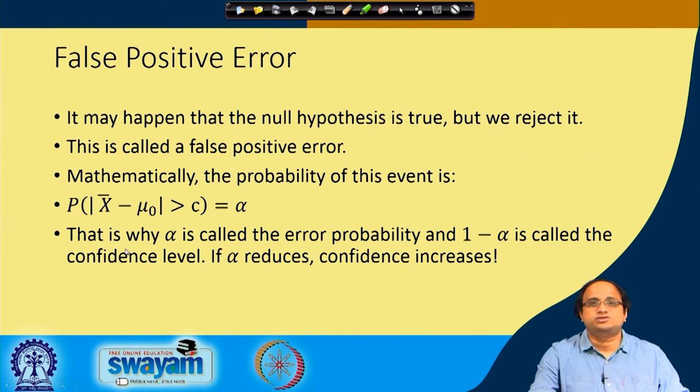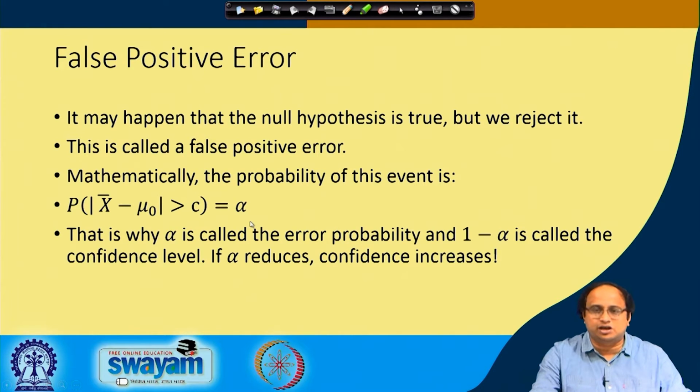So, therefore, this brings us to why alpha is called an error. You remember that I called alpha an error. It is because it is nothing but the false positive error. It may happen that the null hypothesis is true, but we reject it, and this is called a false positive error. Mathematically, the probability of this event is P of absolute value of x bar minus mu naught greater than c, and that is equal to alpha. That is why alpha is called the error probability.